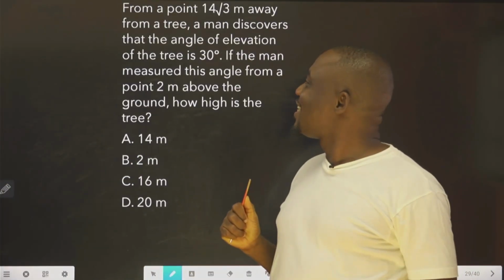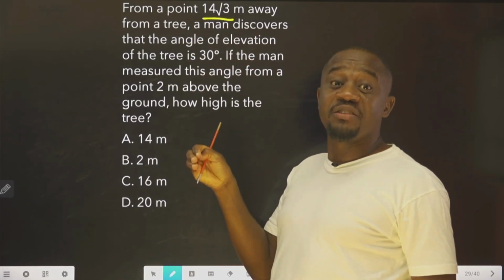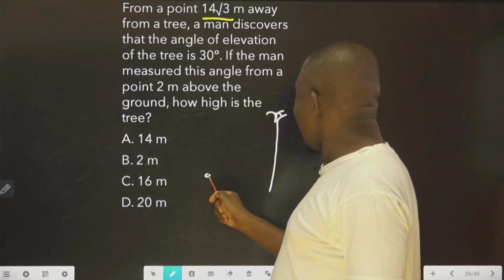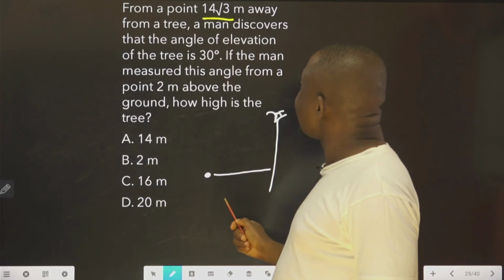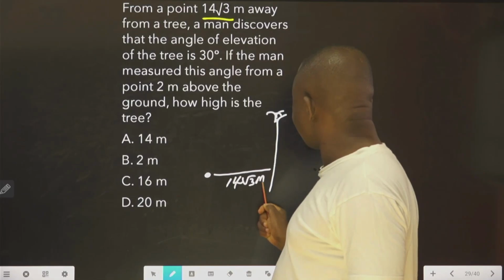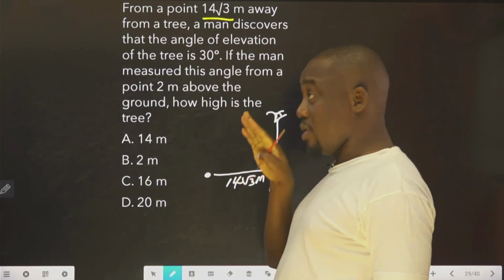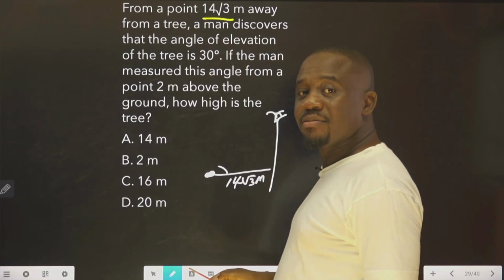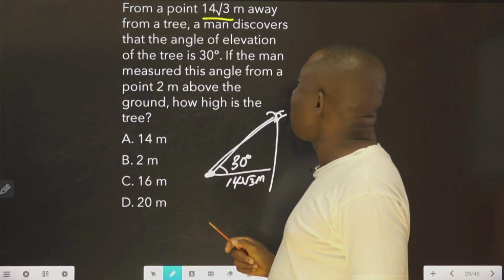Let's look at this. It says from a point this many meters away from a tree. Let's say this is a tree. You are somewhere here, okay? That is between here and the tree is 40 square root of 3 meters. Just a rough diagram for now. A man discovered that the angle of elevation, this is the eye of the man, this is the angle of elevation. When you look at the top, it's 30 degrees, according to the man.